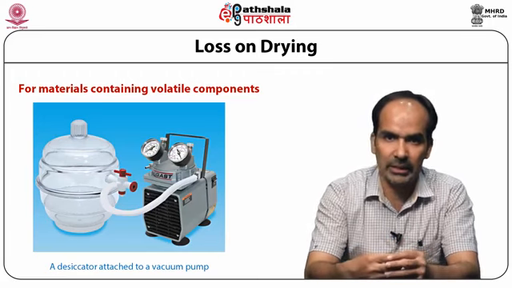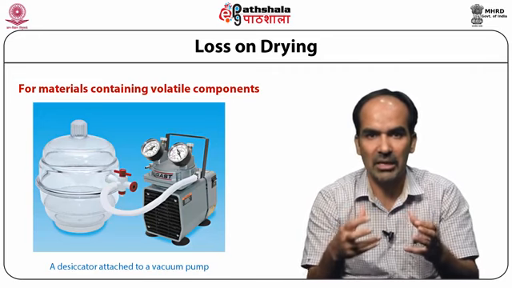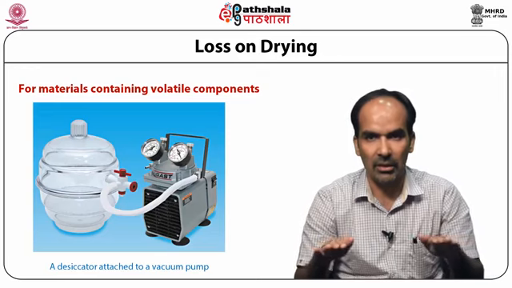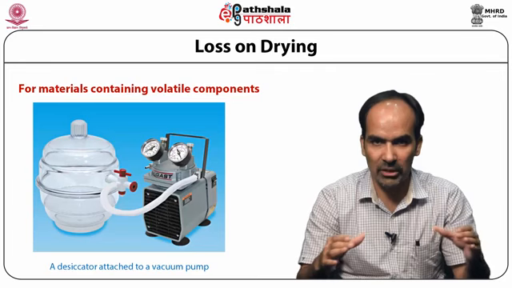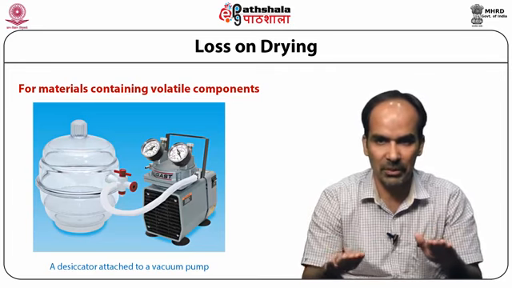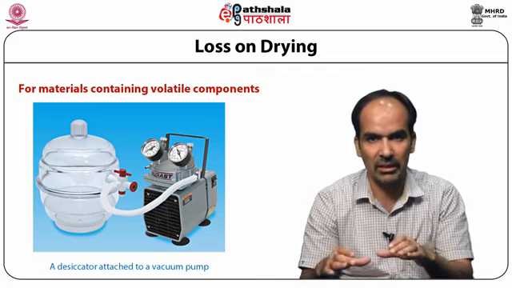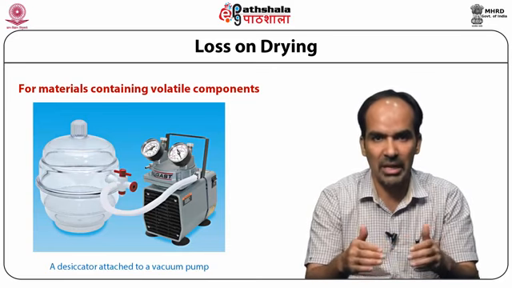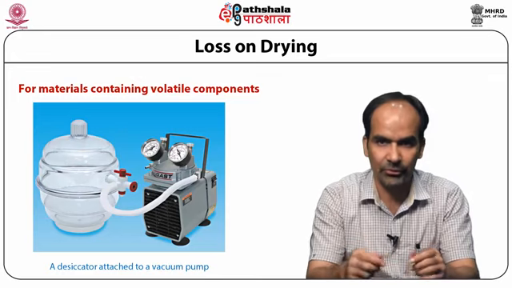What we do here is the drying is accomplished by spreading the sample in thin layers. A known quantity of sample is placed over glass plates and spread, and then these plates are put inside a desiccator over phosphorus pentoxide. Drying can be accelerated by applying vacuum also.